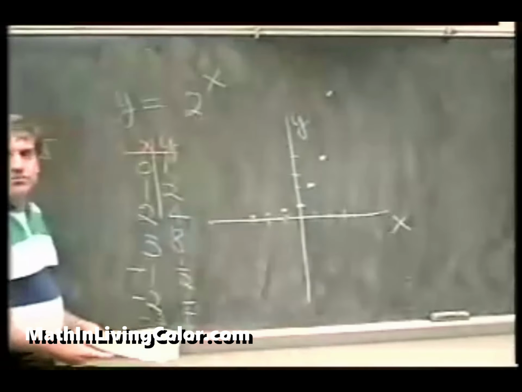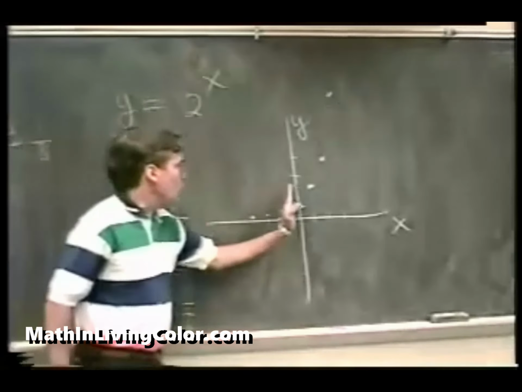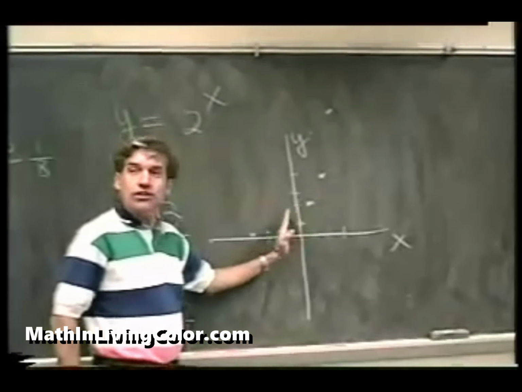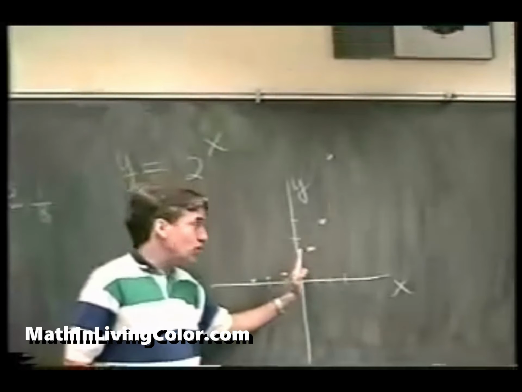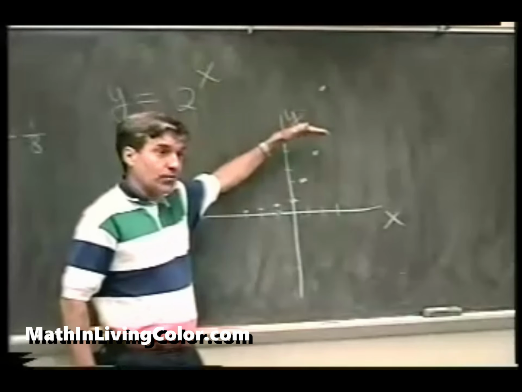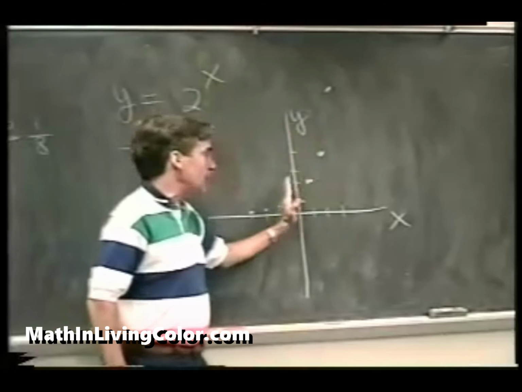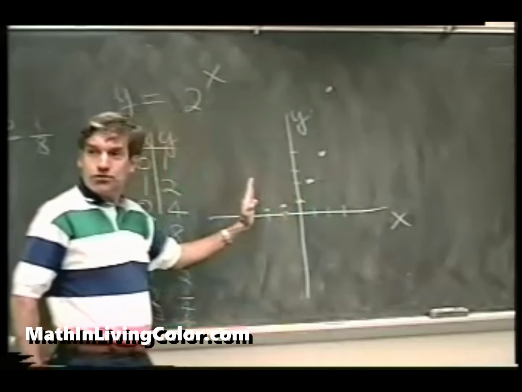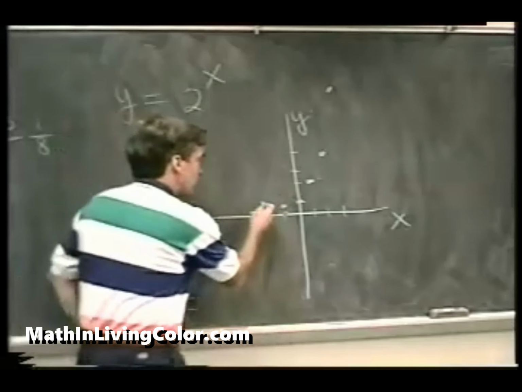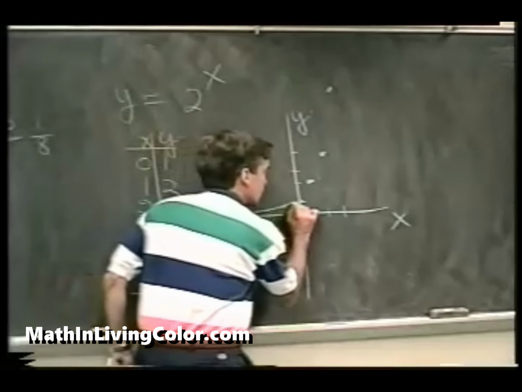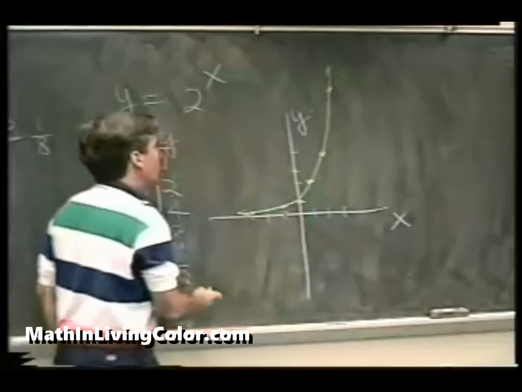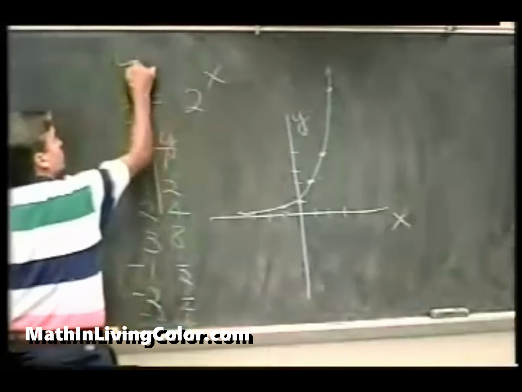What do you notice about the points? If you move 1 unit to the right, what happens to the value of y? It doubles. Every unit you move to the right, the value of y doubles. Every unit you move to the left, it's cut in half. So if you graph this with a nice smooth curve, this is what we call an exponential function.